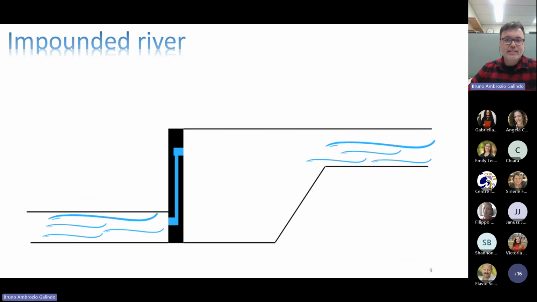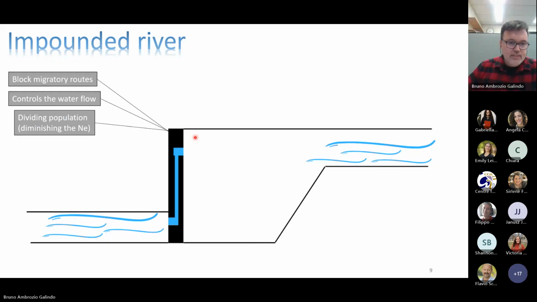But when a dam is built into a river, several consequences arise. For example, the dam itself will block migratory routes. It's pretty obvious. It will control the water flow, so that difference in water flow may disappear with the dam. And a pretty direct consequence is that the dam divides the population, so it will diminish the effective number.